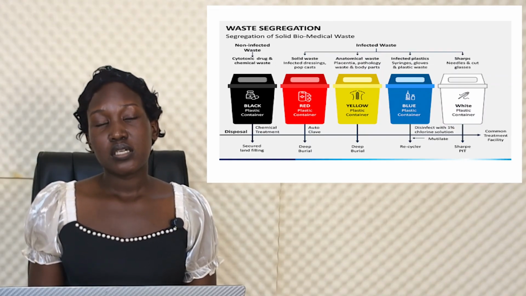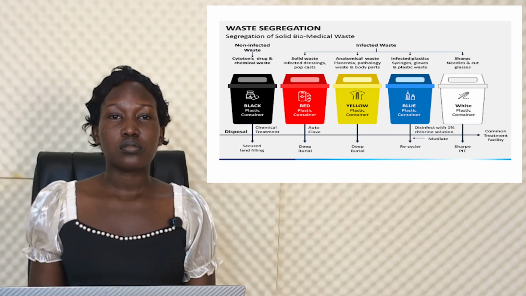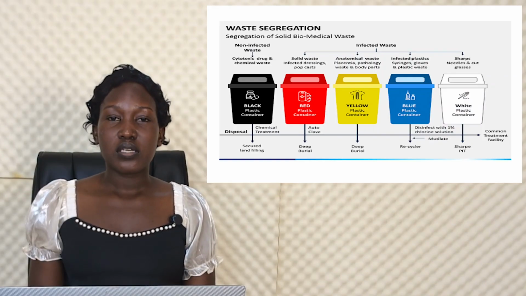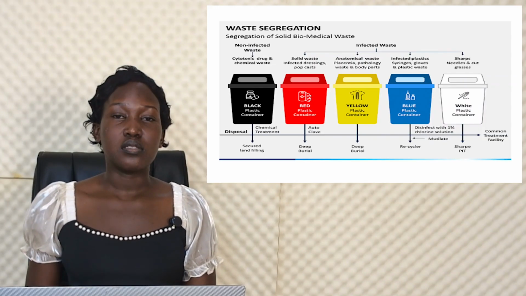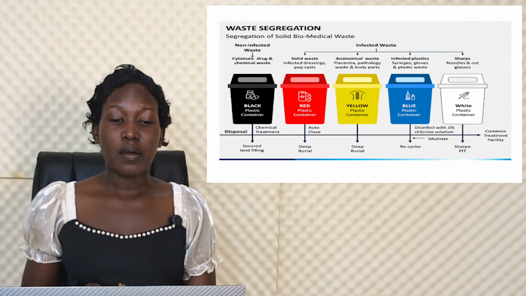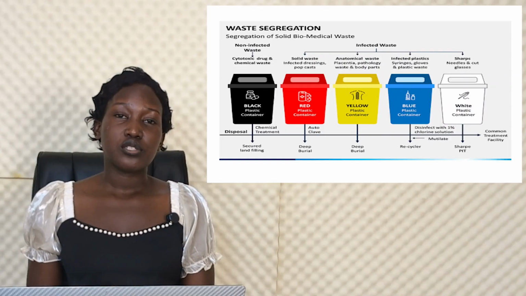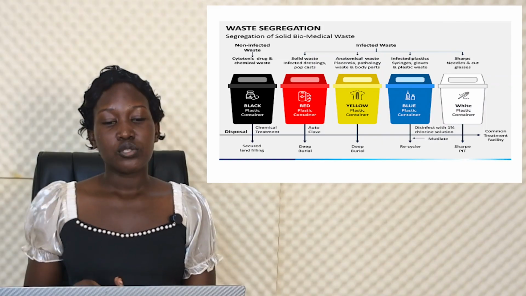Then we have the white one, which is the sharps container. The sharps container is rarely seen in most cases because we use the sharps box. So if you happen to find a white bin in your setting, that is for putting sharps: needles, cut glass, anything which is very sharp. That is how you segregate your waste when you are in the hospital. Don't mix all of them together.